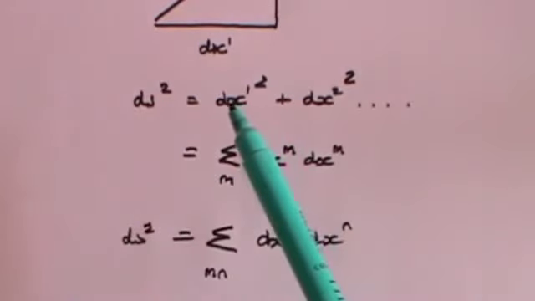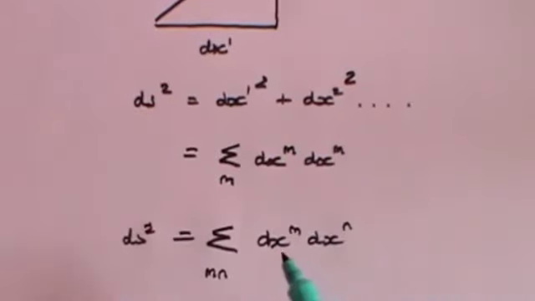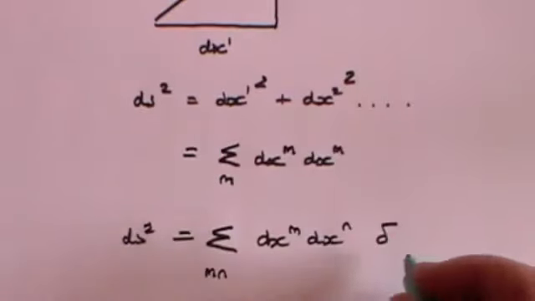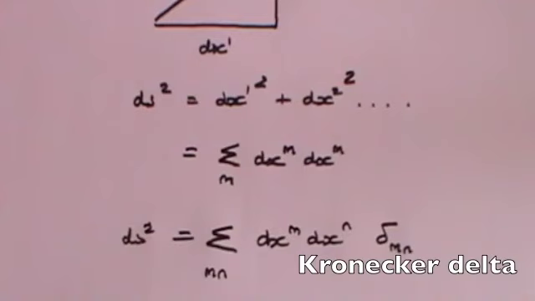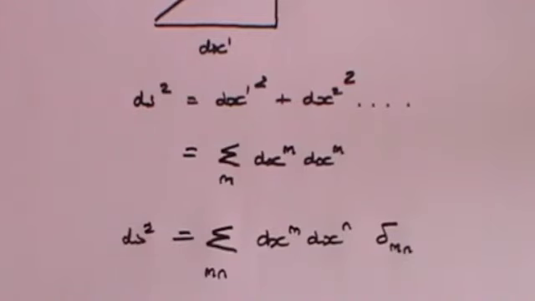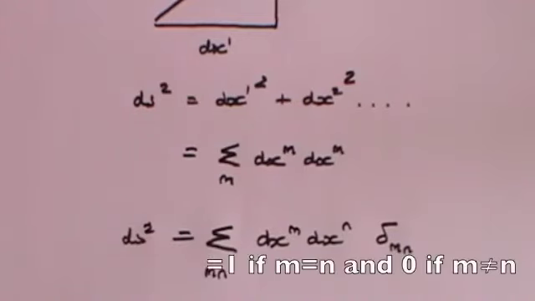There is only dx1 squared and dx2 squared. If you do this, you're going to get a dx1 dx2 term, and we don't need it. Perfectly true. So we add a further term, which is called delta mn. And that term is called the Kronecker delta. The thing about the Kronecker delta is it has the value of 1 if m equals n, and it has the value of 0 if m does not equal n.